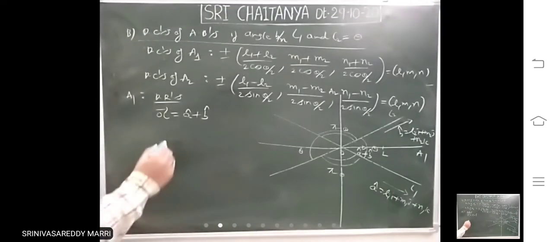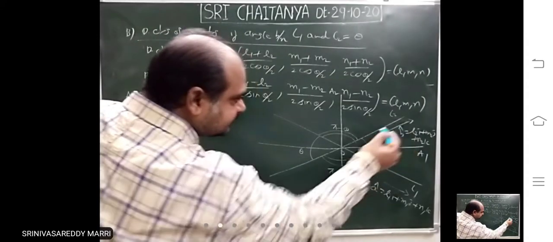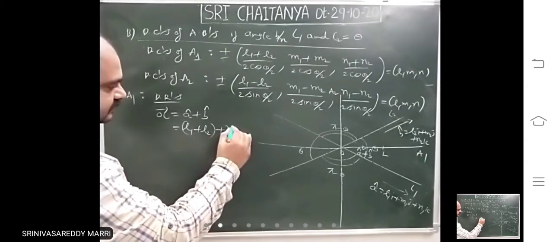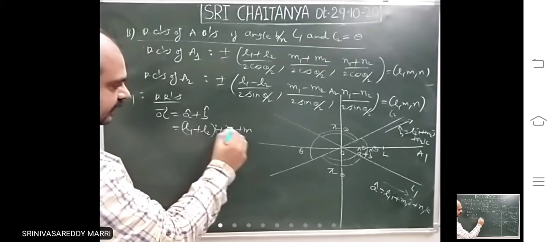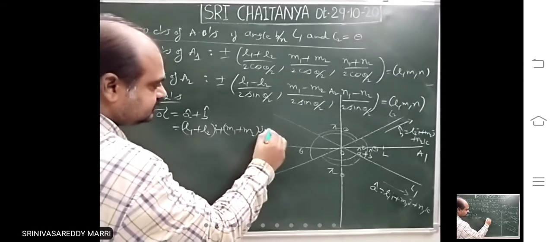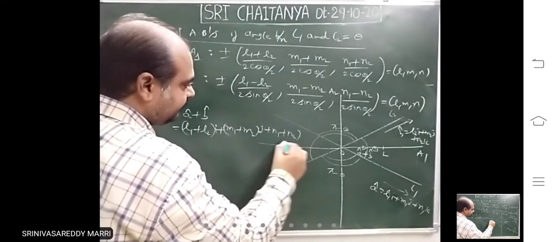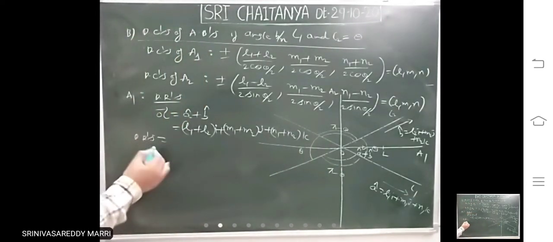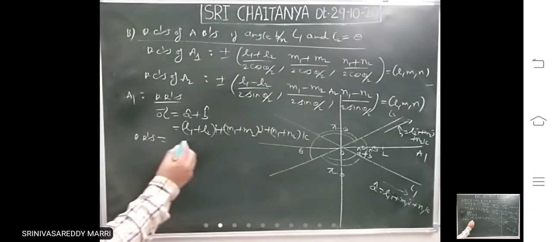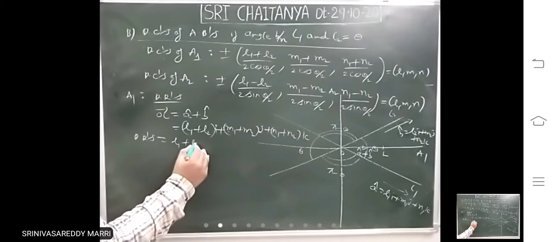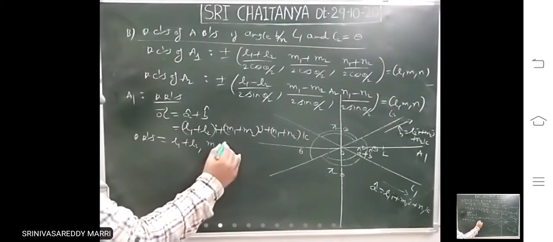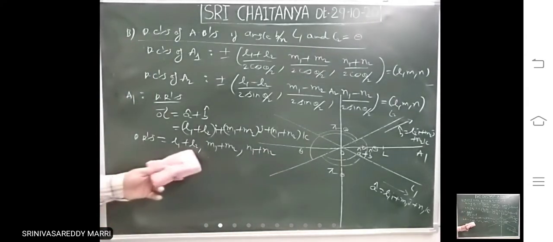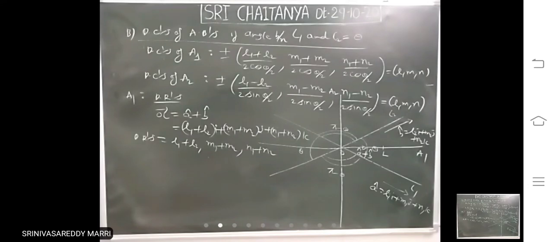Now write that for DRs. A cap plus B cap means this plus this, which gives (L1 plus L2) into i plus (M1 plus M2) into j plus (N1 plus N2) into k. So we have got the DRs, which are these coefficients: L1 plus L2, M1 plus M2, N1 plus N2. So the DRs of A1 are these.